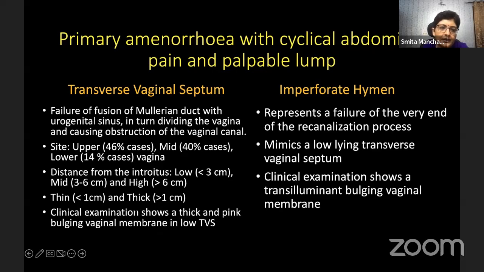vaginal membrane, thin if it is a septum less than 1 centimeter, thick if it is more than 1 centimeter. A low septum is less than 3 centimeters, mid 3 to 6 centimeters, and high more than 6 centimeters distance from the introitus. And most common is the upper vaginal septum.